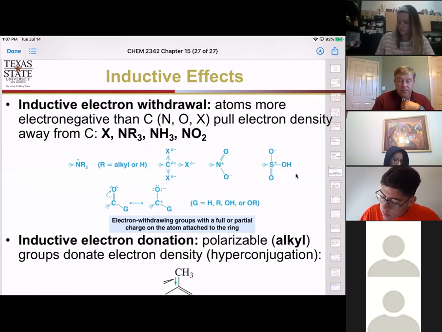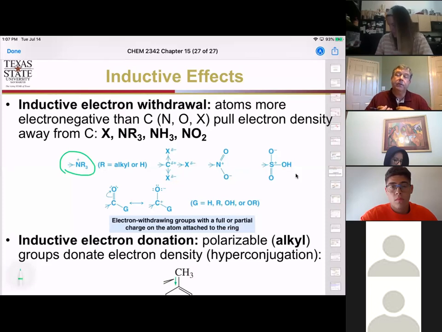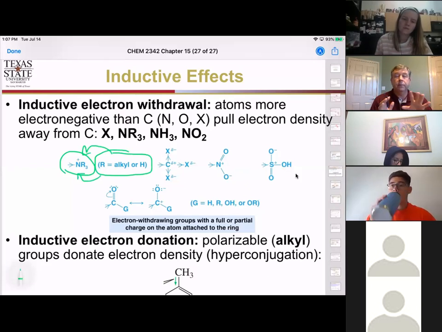In the case of something like this quaternary ammonium salt, we have a formal positive charge on that nitrogen that's directly bound to the ring. It's inductively pulling electrons out of the benzene ring. Now technically, these alkyl groups are the alkyl groups on the nitrogen, not alkyl groups on the benzene.